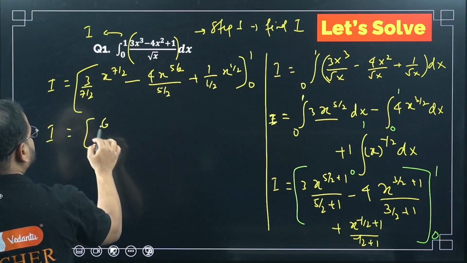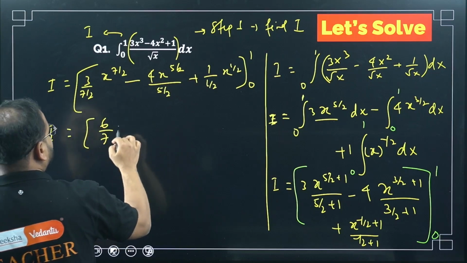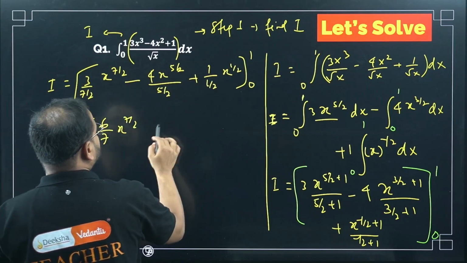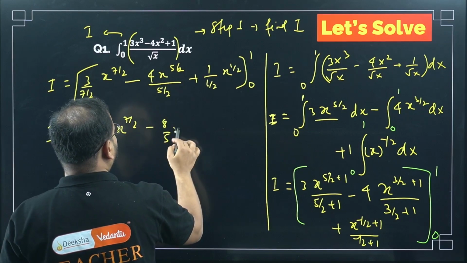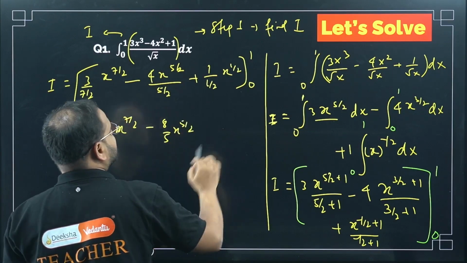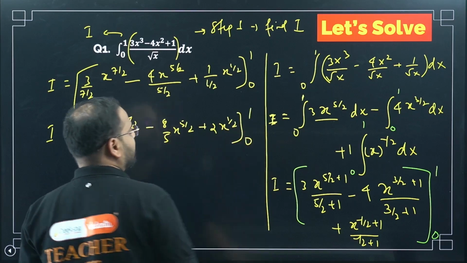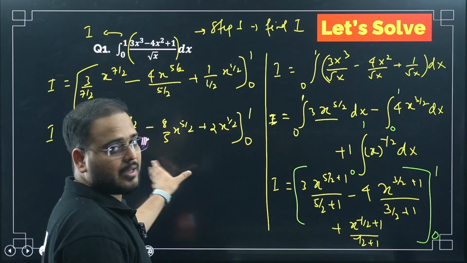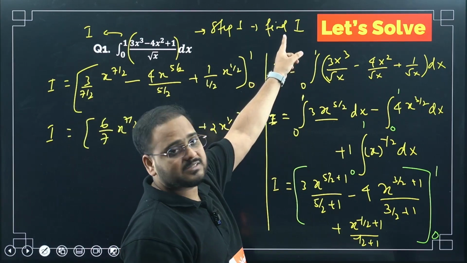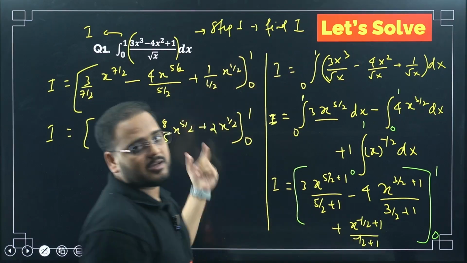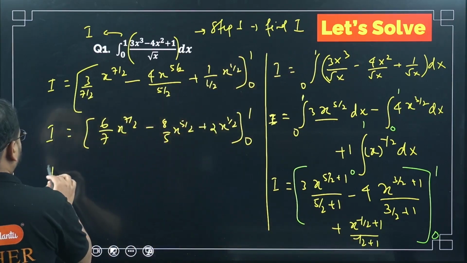If you remember, 6 upon 7 x power 7 by 2, 8 upon 5 x power 5 by 2, and plus 2 times x power 1 by 2, from 0 to 1. This is my integration. What is the next step? Just replace this in this integration. The next step will be to replace the upper limit and lower limit. So I'll get my integration I equals to what?